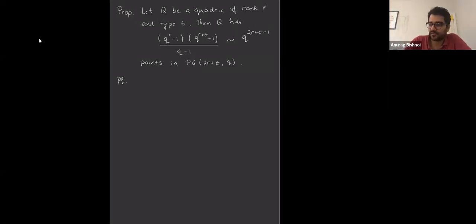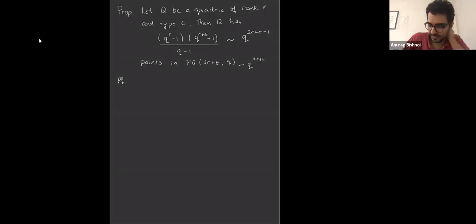The total number of points in the projective space PG of 2r plus epsilon comma q is roughly q to the 2r plus epsilon, and this is the total number of points divided by q. So sort of one dimension lower. This is what happens typically with hypersurfaces, right? That's the main thing to remember, not the exact formula necessarily, but let's just prove this formula.